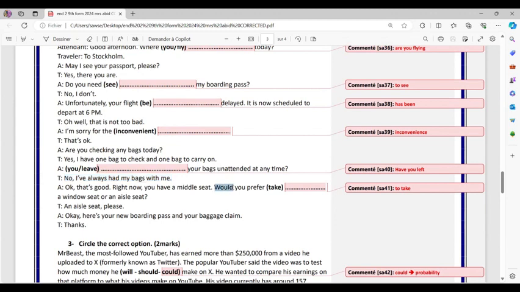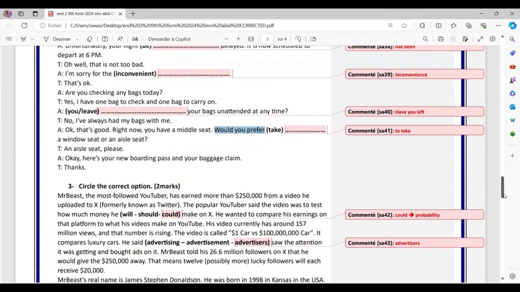Now, would you prefer, please, I would like you to understand the difference between do you prefer and would you prefer. Do you prefer plus ing? Yes, that's true. But would you prefer should never be followed by the ing. It must be would you prefer to take. Please remember this. Would you prefer to take a window seat or an aisle seat? An aisle seat, please. Okay, here's a new boarding pass and your luggage claim. Thanks. Voila, that was exercise number 2.